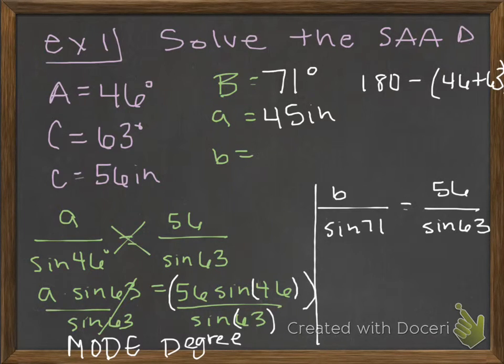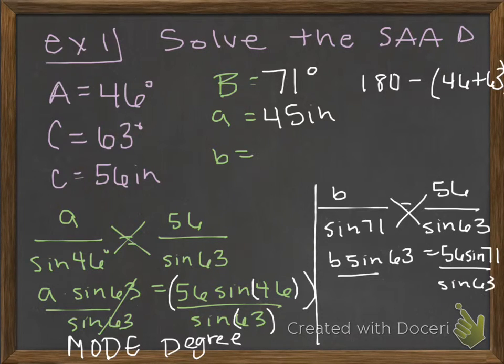And again, to solve for b, we cross multiply. So you get b sine of 63 equals 56 sine of 71. And to get b by itself, we're going to divide both sides by sine of 63. If you still have that last calculation typed in your calculator, you can hit second enter. The only thing that's going to change is where you had 46 before, you're now going to put 71. And when you do this calculation for your side B, you should get 59 inches.